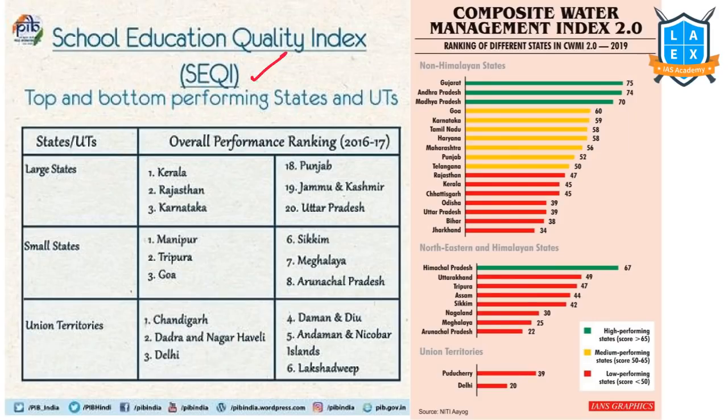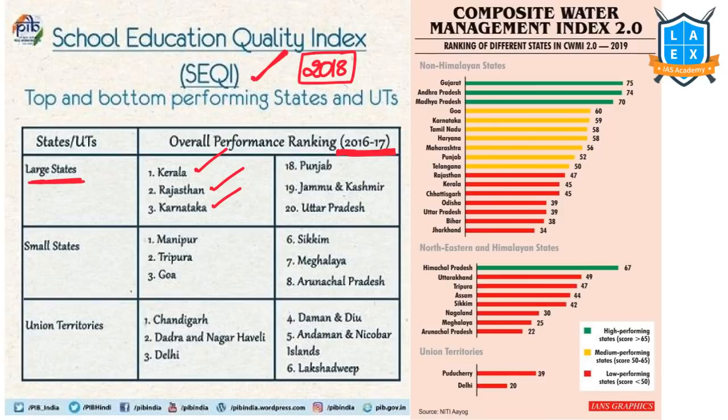Let's understand the School Education Quality Index. As we said, this was launched in the year 2018. The data of this particular one is calculated by Niti Aayog, and World Bank is also part of calculating the quality of education. Overall performance of 16-17, the data is available of that year. So in that year, among the large states which are performing well, Kerala, Rajasthan, Karnataka, these are performing well.